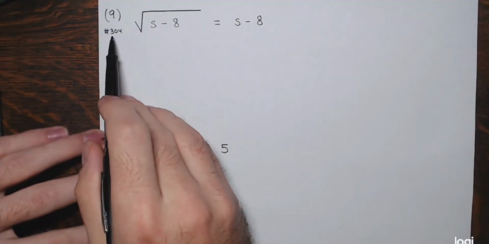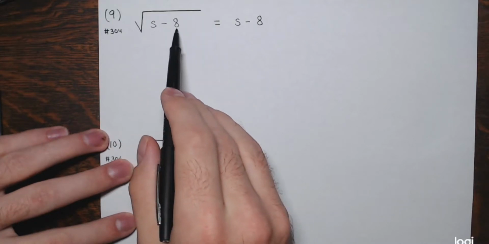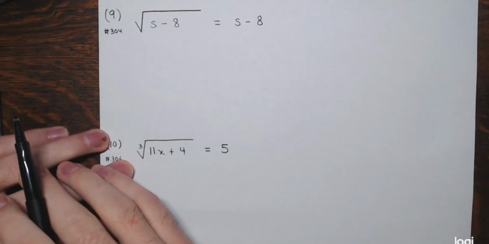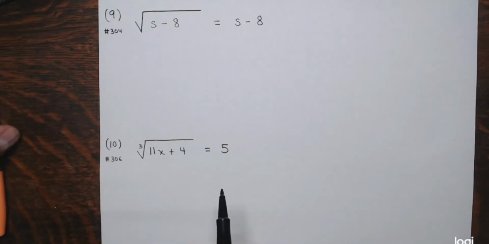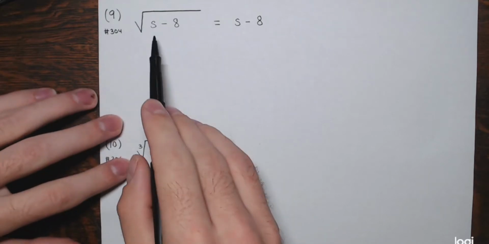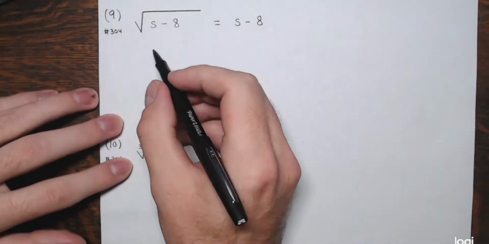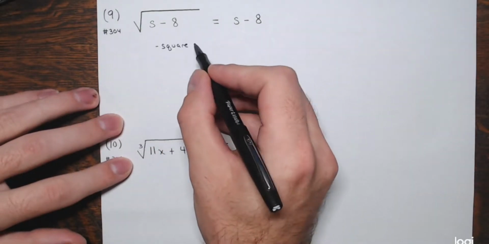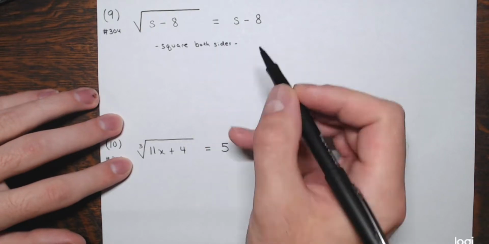Number 304 in the text. We have the square root of s minus 8 equals s minus 8. Alright, so the radical is already isolated. So I would just undo the radical, square both sides. So I'll just write square both sides, raise both sides to the second power.